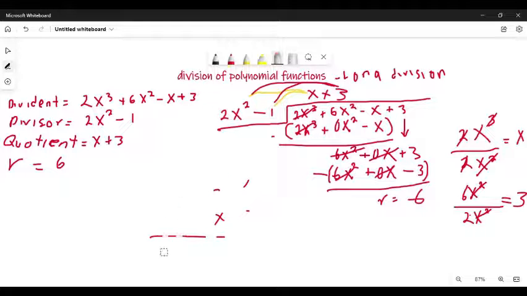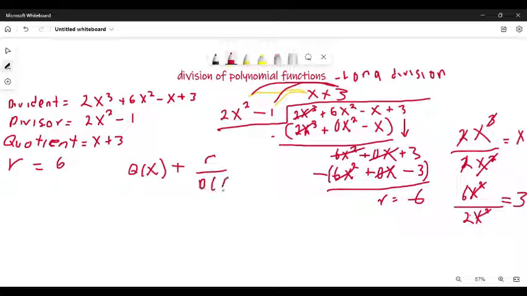So the required format, up to now, I think you know how to write it. You write your quotient q of x plus the remainder over the divisor, which is d of x. So in this case, answering this, let me write it in black ink. The quotient is x plus 3. So this is equal to x plus 3 plus the remainder, which is 6, over the divisor, which is 2x squared minus 1, like this.